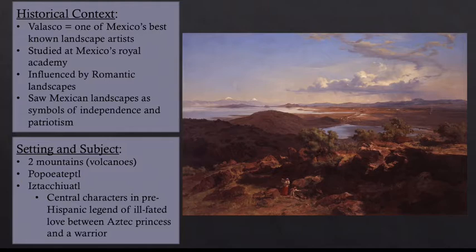It's interesting because Velasco is one of the best known landscape painters, but he is a professionally trained painter, which is odd for this time period, but also his influences are very European. However, he uses Mexican landscapes and symbolism to express his own patriotism and Mexican independence. Now, the setting is just outside of Mexico City. You can actually see it in the background. And you have these two mountains that have a strong history in Aztec lore.